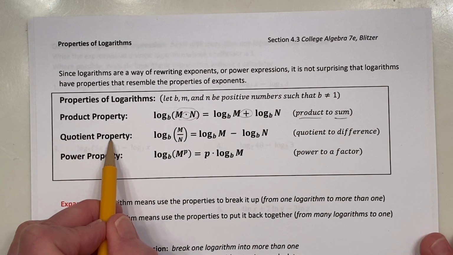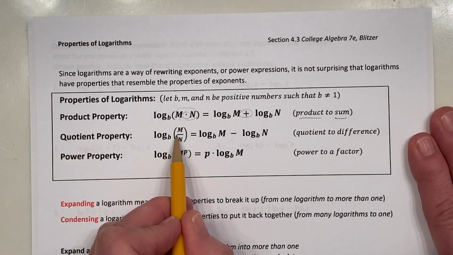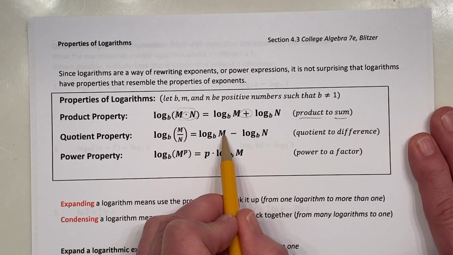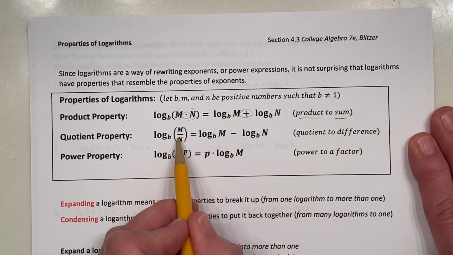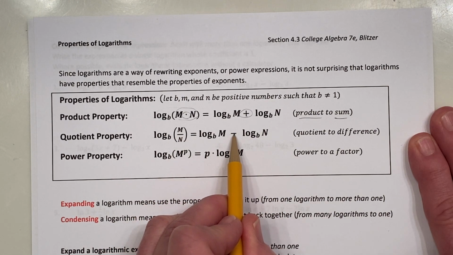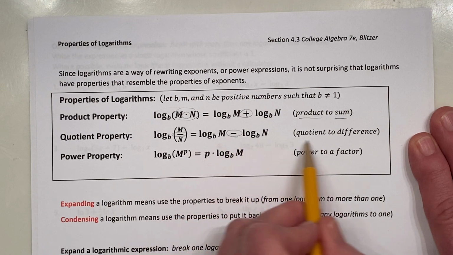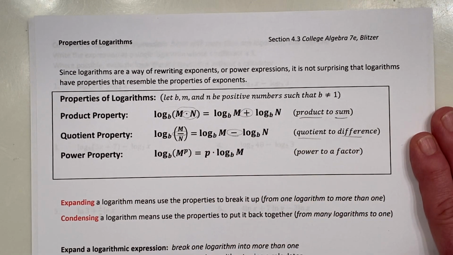The quotient property for logarithms states that if we have a quotient, which the fraction bar indicates, we're not going to add the log base b of m to the log base b of n; this quotient is going to go to a subtraction. So this is quotient, the fraction bar, to a difference, quotient to difference.